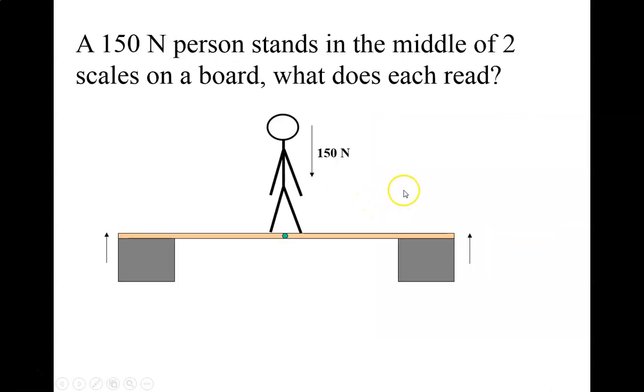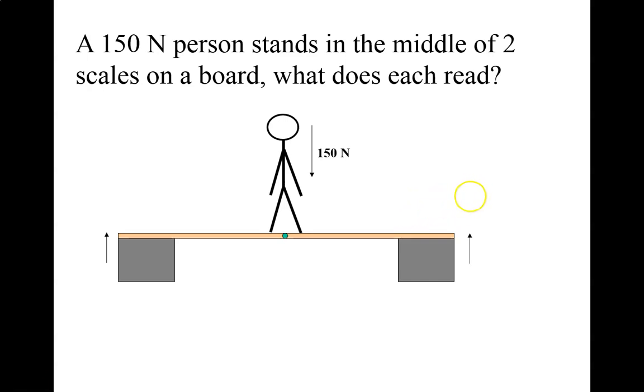Alright. So let's say we have a 150 Newton person who stands in the middle of two scales on a board. What does each board read? So let's work this example. We're kind of switching gears here from multiple choice problems to written problems. So that's kind of what we're doing now. This would be a written problem on the test.